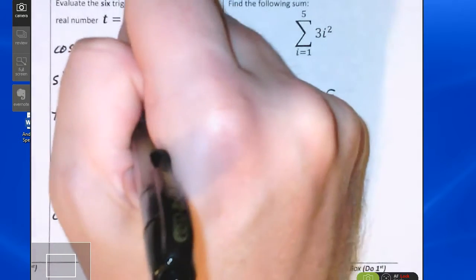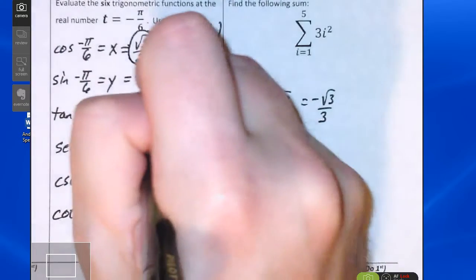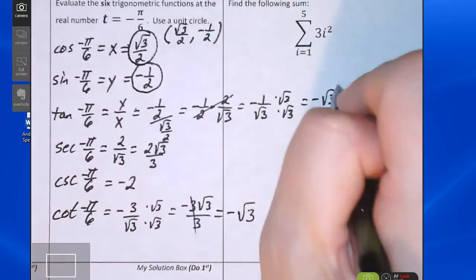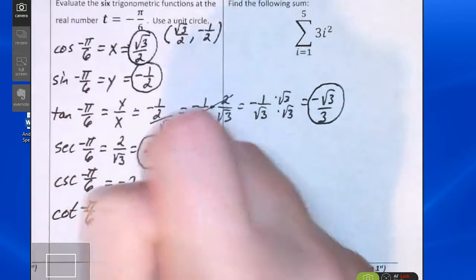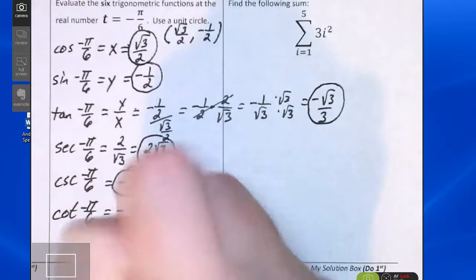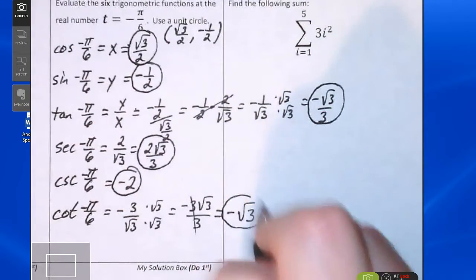So here was our answer for cosine. Here's the answer for sine. Here's the answer for tangent. Here's what we got for secant. Here is cosecant, and here is cotangent.